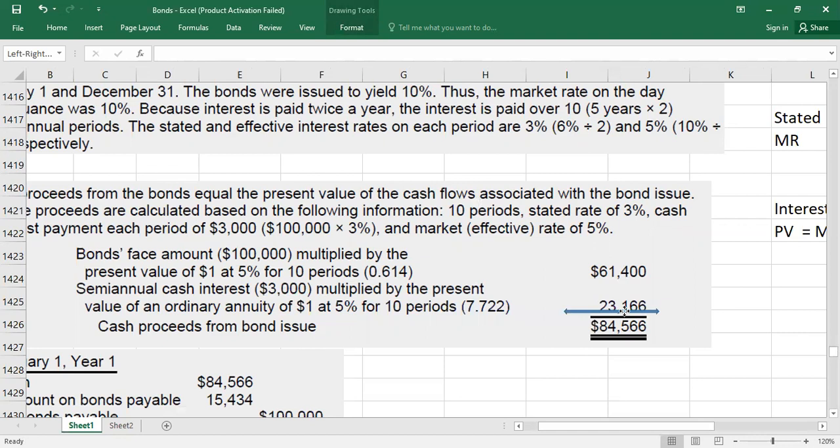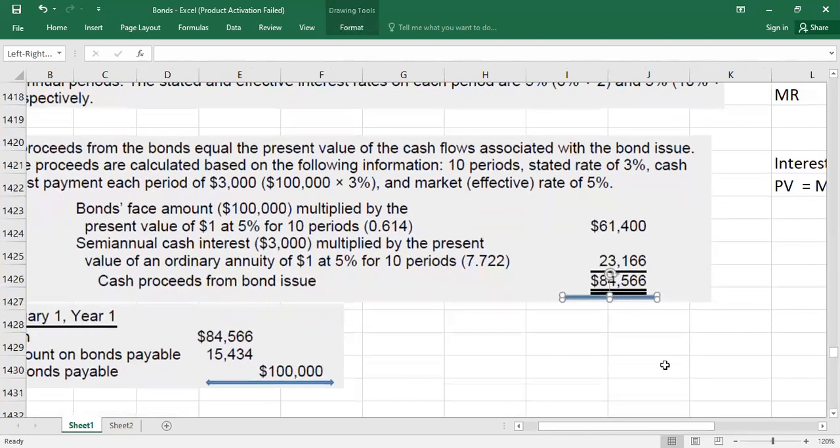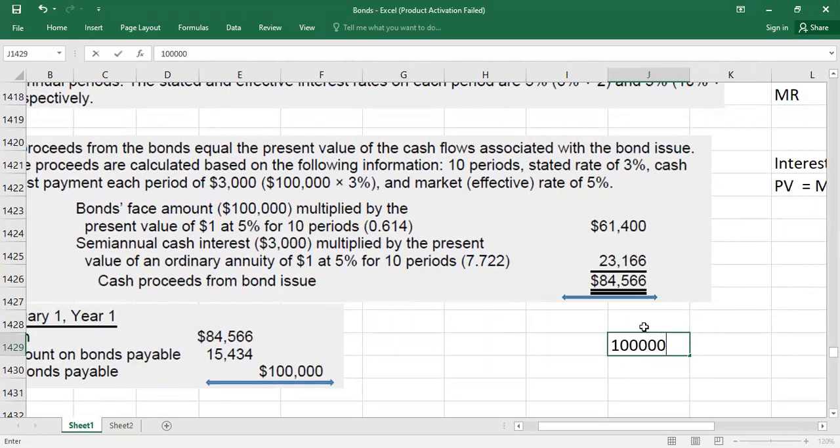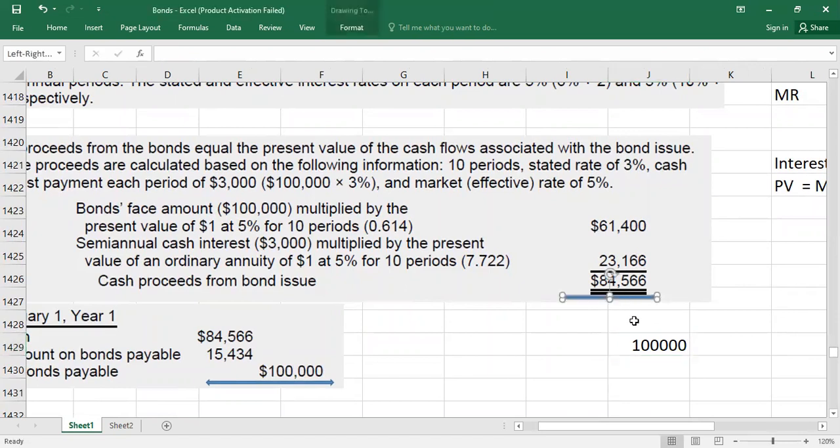Now what you need to do is make the summation of these two present values. This will give you the total cash proceeds, which is 84,566. And now this value you should compare with the face value, which is $100,000. Whenever your present value is lesser than face value, it is a case of discount, and the discount will be the difference between face value and present value.